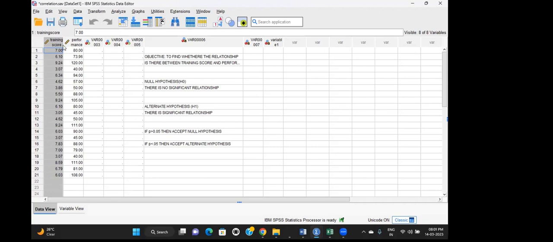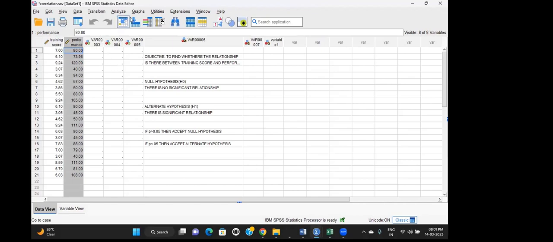So there are two variables that you have taken. There is a company that has given training to its employees, and these are their training scores. And this is the performance of the employees after taking the training. So whether these two have any correlation between them or not. This is the objective: to find out the correlation between the training scores and the performance of the employee. So this is the main objective, right? So let's do this.